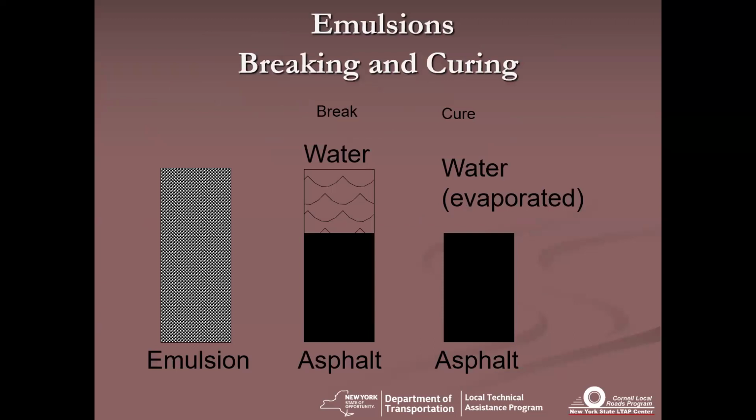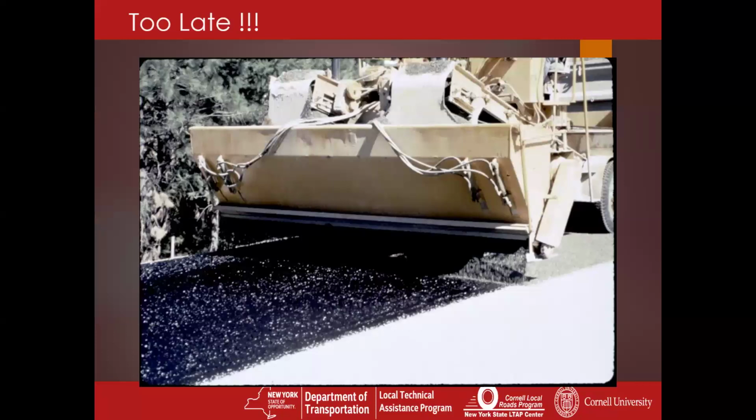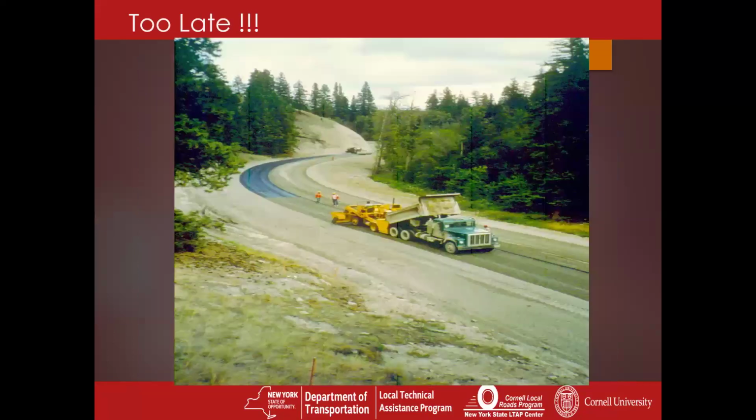So on the left, you're seeing your emulsion. That's representing your brown. Once it breaks, that means the emulsion separates back into its asphalt and water components. It's going to look black again. If it's black, your aggregate's not going to bond. And then curing is when your water evaporates. So if it looks like this, it's too late. And they're in a world of hurt, because you can tell from this picture, they've realized their aggregate's not sticking. They're backing off. Now they've got to figure out what they're going to do with this.